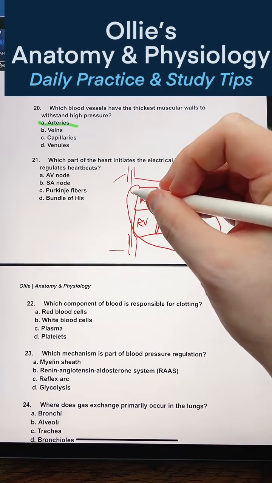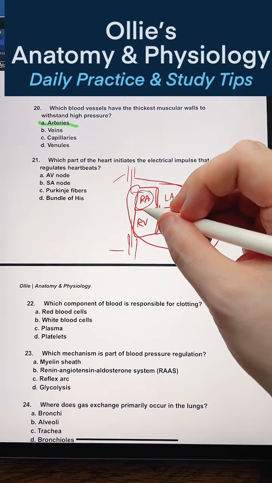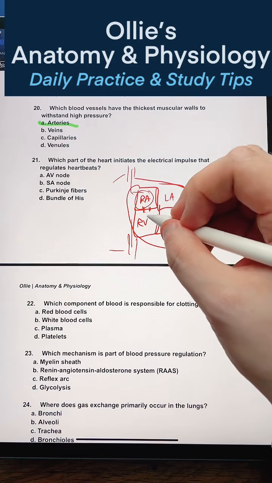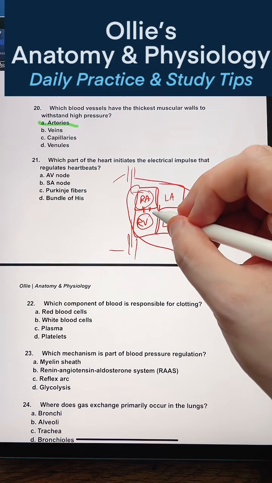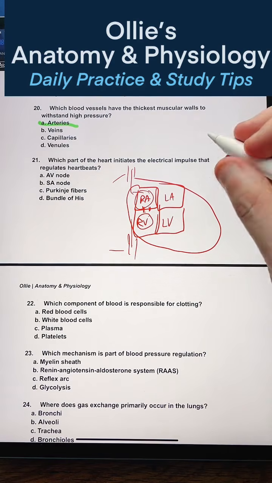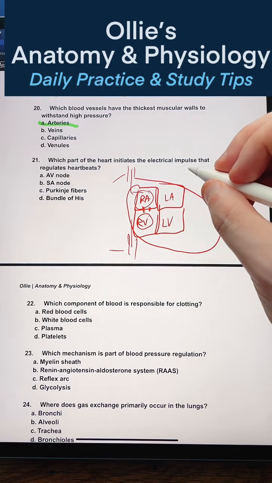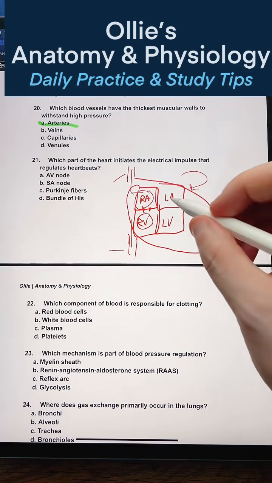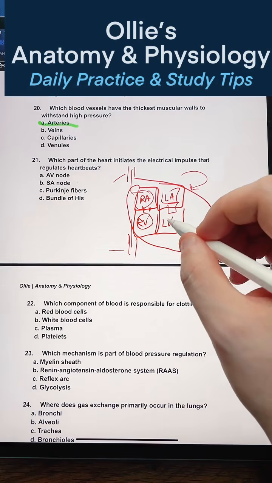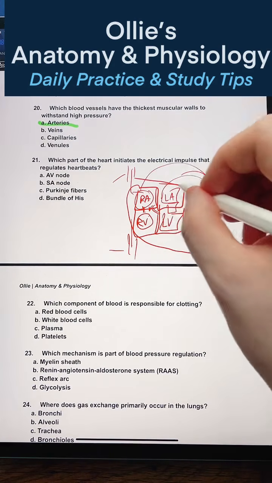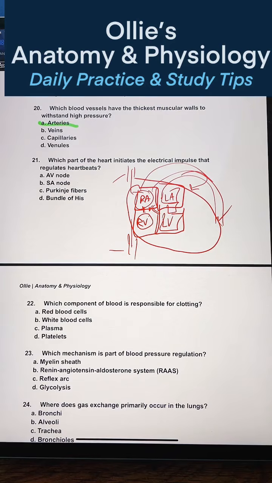They dump off into the right atrium. And then they go through the tricuspid valve into the right ventricle. The right ventricle pumps blood through the pulmonary valve into the pulmonary trunk to the pulmonary arteries to get to the lungs where they become oxygenated. And then they come back through the pulmonary veins to the left atrium, through the bicuspid valve, into the left ventricle, through the aortic valve, and then out to the aorta, out to the rest of the body.